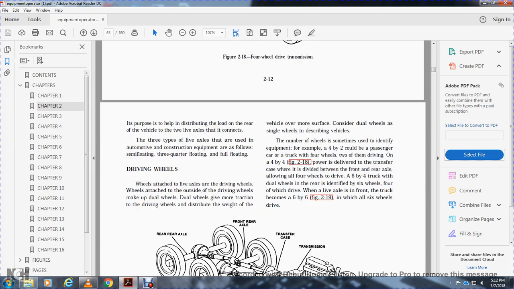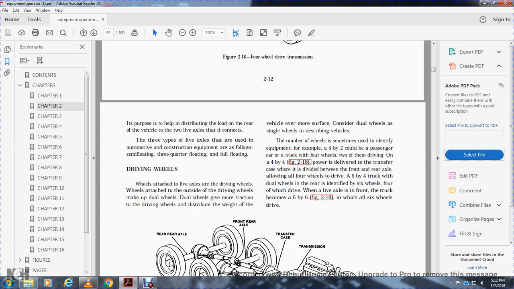Alright, the purpose of helping the distributing of the load with the rear of the vehicle with the two live axles. There are three types of live axle with the automotive construction equipment: semi-floating, three-quarter floating, and the full floating drive wheel. Wheels attached with the live axle drive the wheel, with attached for the outside of the driving wheel to make up the dual wheels. Dual wheels are given more track with the drive wheel to distribute the weight of the vehicle over more surface, with the dual wheels, the single wheel to distributing driving the vehicles.